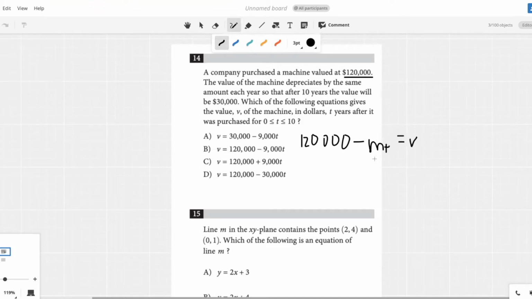So now all we have to do is solve for M. Luckily, it's given to us that after 10 years, the value will be $30,000. So all we have to do is plug 10 in for T and 30,000 in for V. So let's quickly do that. 120,000 minus 10T equals 30,000.